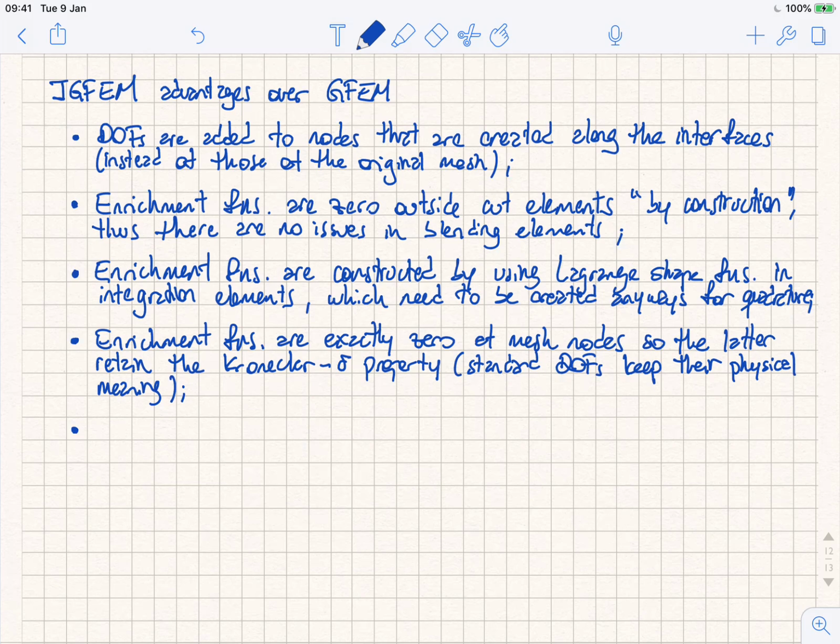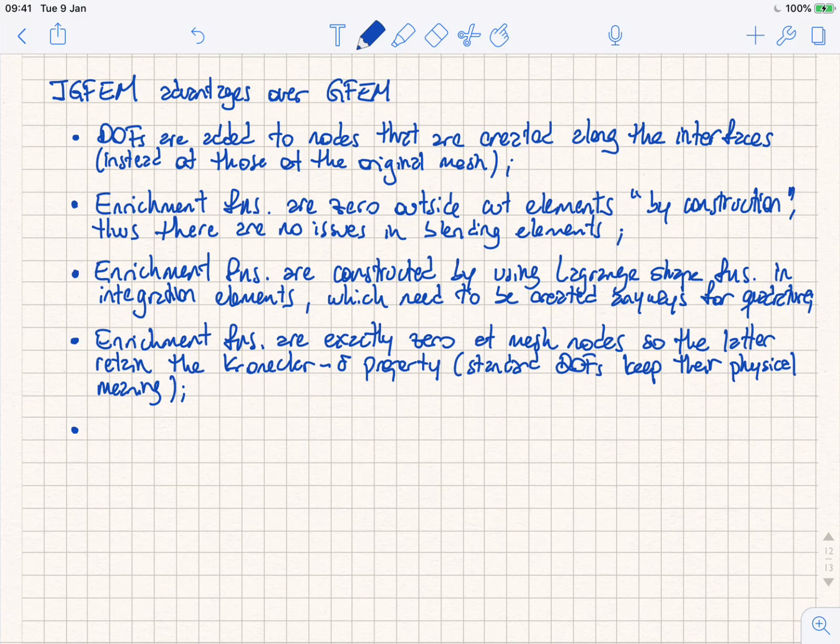So this we said already, yeah? What if an original node is on the discontinuity? Well, it really depends on the case. You can choose not to enrich there, not to place another node, or you can also do that, right? But this is a particular case that must be handled, right?